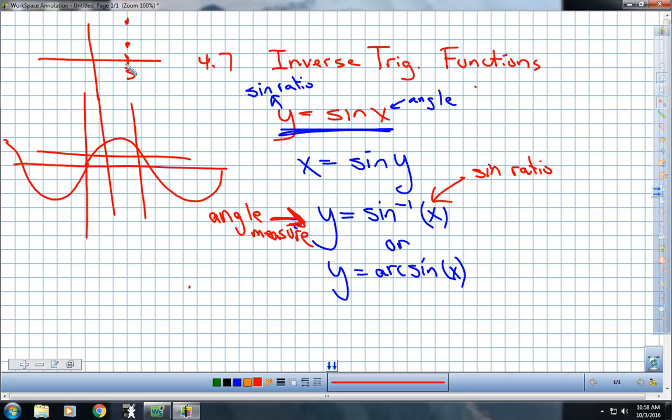Okay? So we have to limit the domain. It only goes from negative pi over 2 to pi over 2. And if we do that, then does it pass the horizontal line test? You guys see that? So in order to preserve functionality, we limit the domain of the inverse function to just go from negative pi over 2 to pi over 2. Does that make sense? Okay?